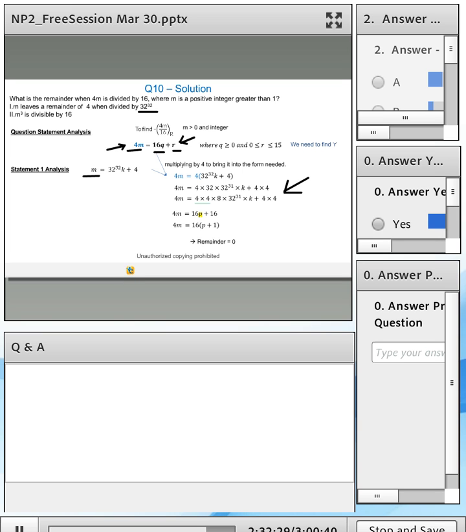Okay, I have a question. Why not divide the 4m equation by 4? You can divide that, but again, now you'll get a remainder by 4. Again, you have to visualize the two equations, and you have to see what kind of processing can help you simplify your solution.